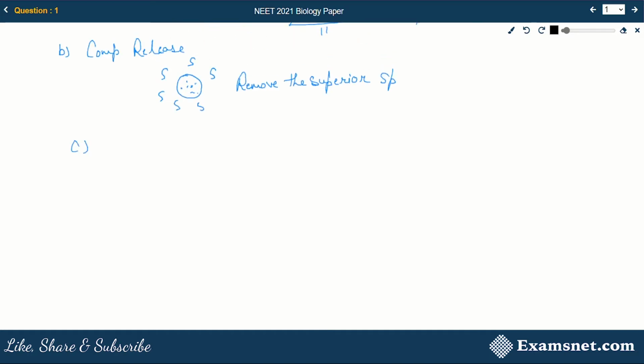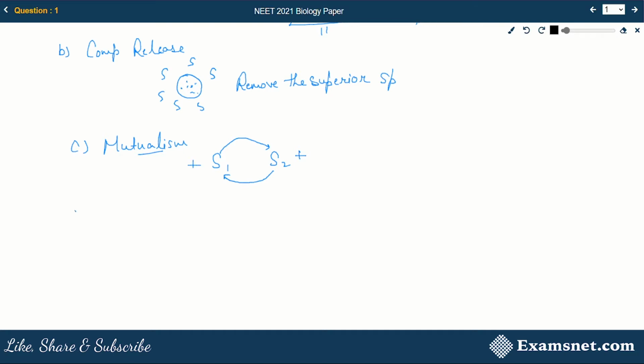So what is mutualism? It is also a type of interaction where two organisms coexist. Okay, but here they don't live independently. In fact, they help each other. So species 1 will help species 2 and species 2 will help species 1 in return. So this interaction will be beneficial for both the species.